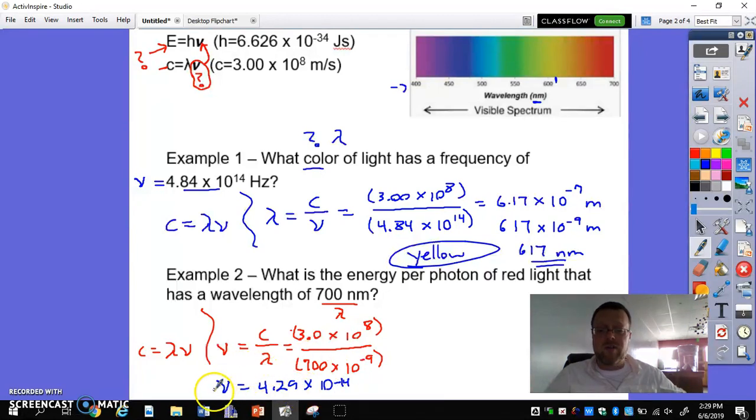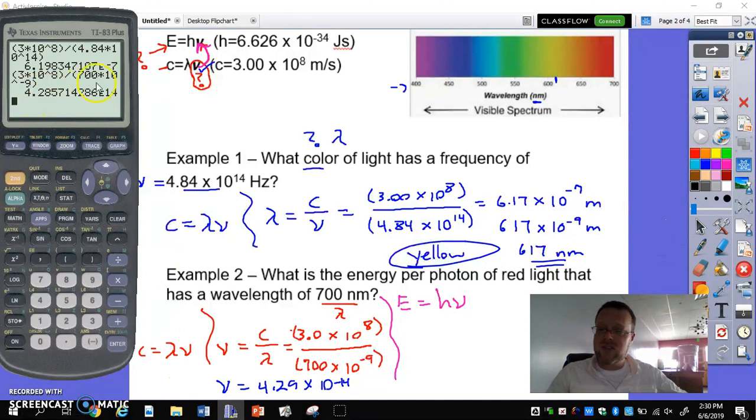Okay, so I got an answer for my nu. Now, I still haven't completely solved the problem yet. I know what this is now, but I need to finish this problem by finding the energy. So to take this from here to here, I need to go back to the other equation now. Energy is going to be equal to h nu, or Planck's constant, times the frequency. And I've already got the frequency, and it's in my calculator. I'm not going to reinvent the wheel here.